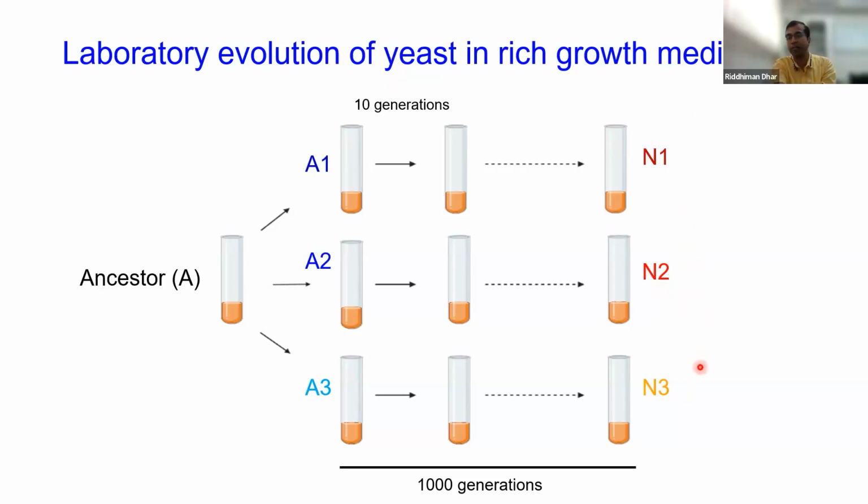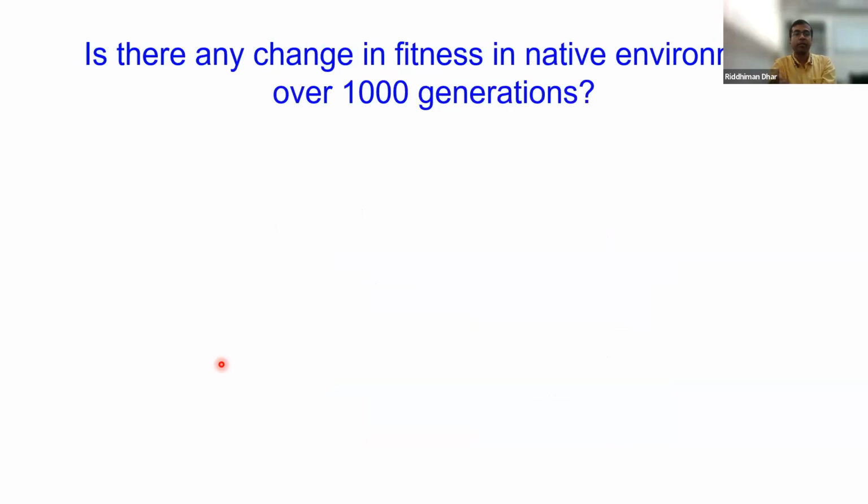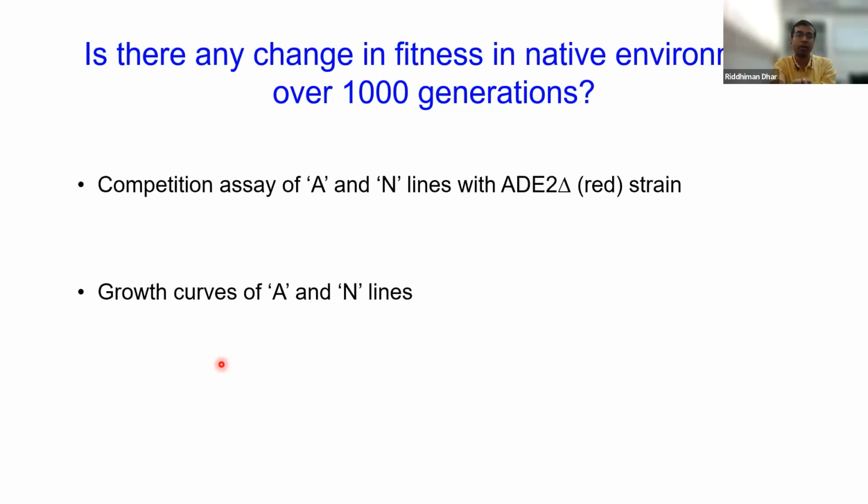So we represent them as N1, N2, N3, and we'll denote the ancestral lines as A1, A2, A3, and I'll show the results for these lines. Now, the first question that we asked is whether there is any change in fitness in the native environment over these 1,000 generations. Okay, so this is very important. We followed two processes to measure that. We first performed the competition assay between these A and N lines. We take a strain which gives us red color, so we can compete both these lines and measure what fraction of cells come from A or from this red strain.